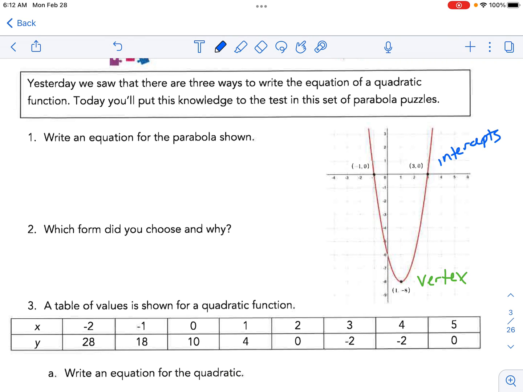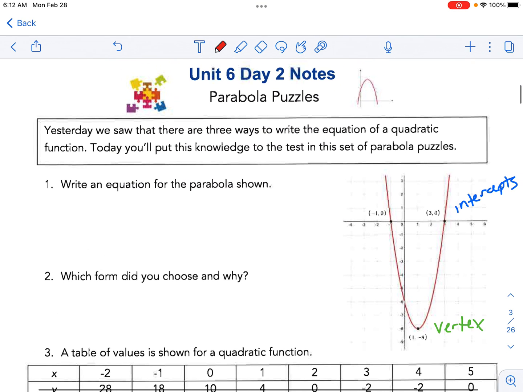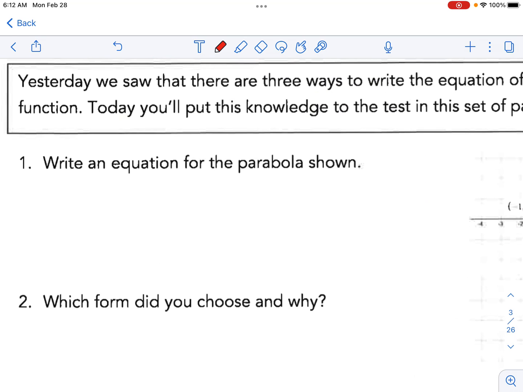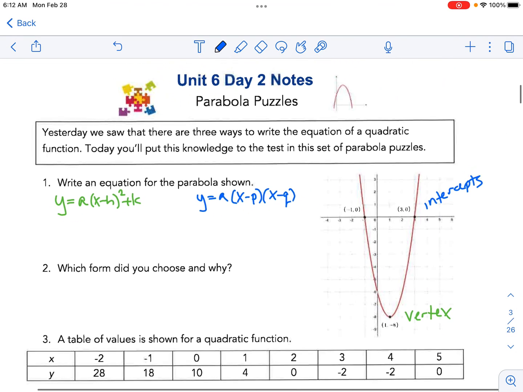First thing we have to determine is whether this parabola is stretched, right? So we really need to be cognizant of that a value, because that a shows up in both forms. We have the vertex form, which is a times x minus h quantity squared plus k, and we have the intercept form, which is a times x minus p times x minus q. So that a is super important.